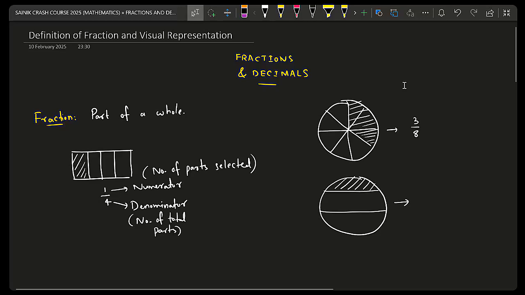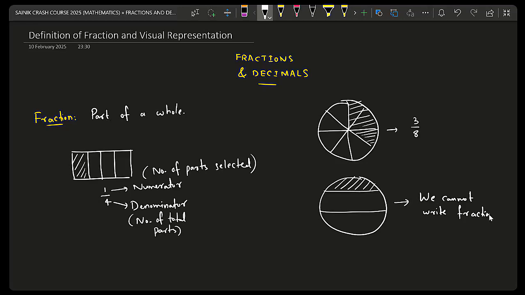So here, what can we write? We cannot write a fraction, because they are not equal parts. Okay, so this is the way we are going to write fractions. Fraction means it should be divided into equal parts, and we can take any number of parts. That is the fraction definition. This is the visual representation. So based on the visual representation, we have a question here.